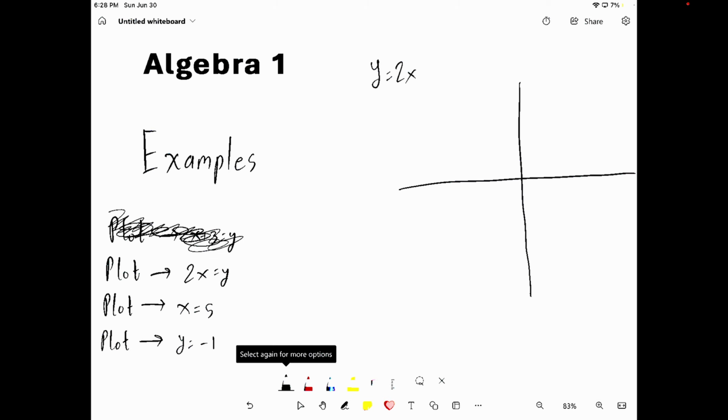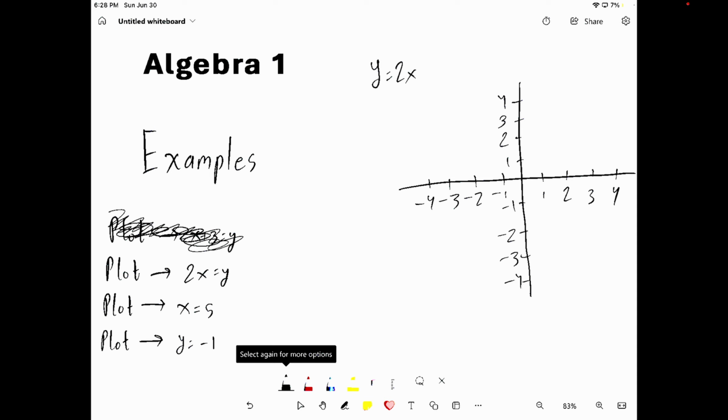Let's make it a little bit smaller. 1, 2, 3, 4, -1, -2, -3, -4.